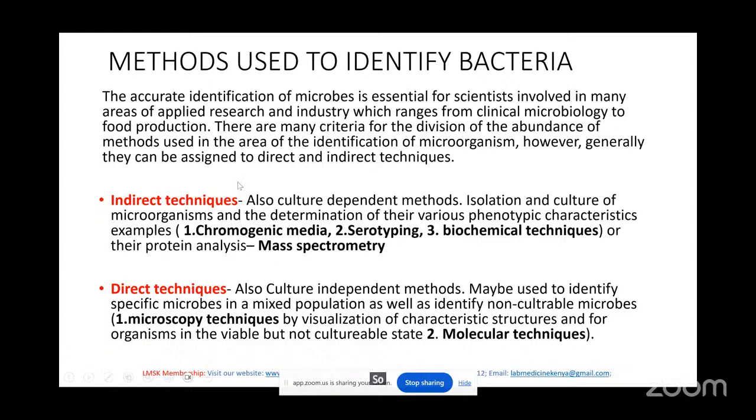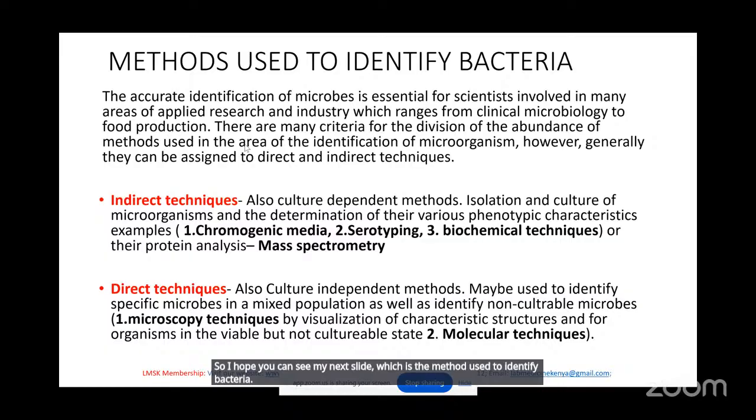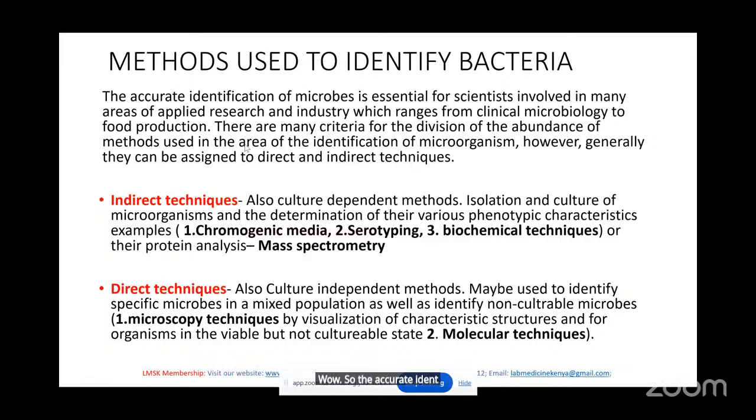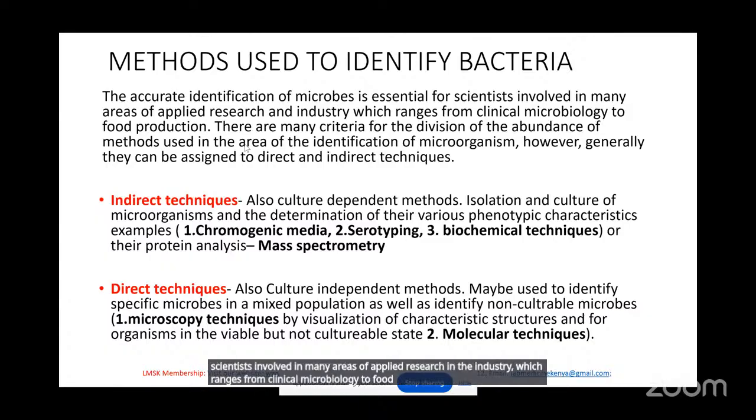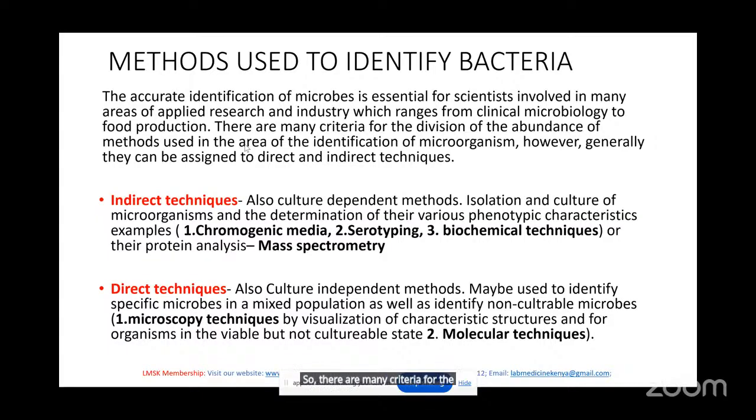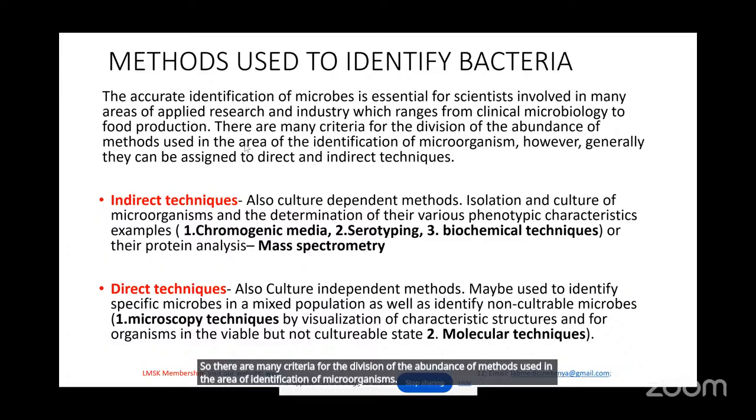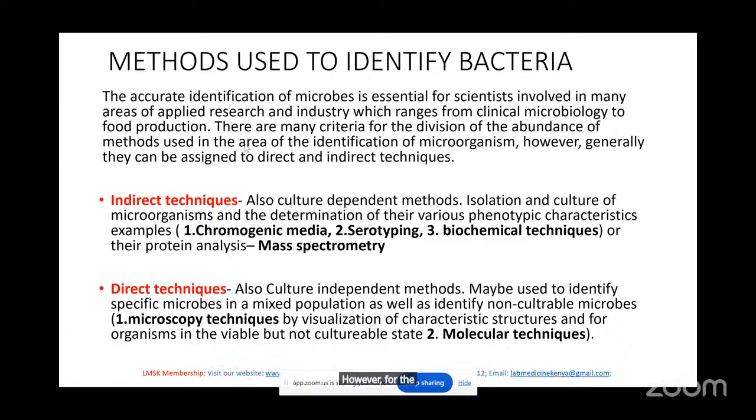I hope you can see my next slide, which is the method used to identify bacteria. The accurate identification of microbes is essential for scientists involved in many areas of applied research and industry, which ranges from clinical microbiology to food production. There are many criteria for the division of the abundance of methods used in the identification of microorganisms. However, for the purpose of this presentation, I would like to use two categories or two techniques.